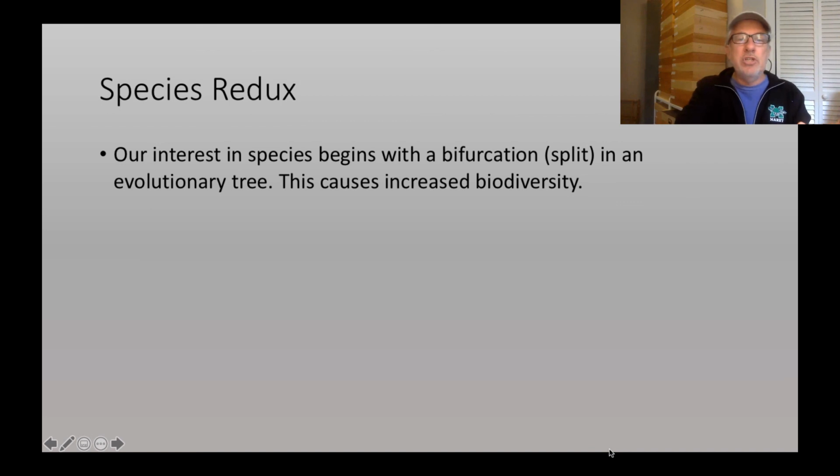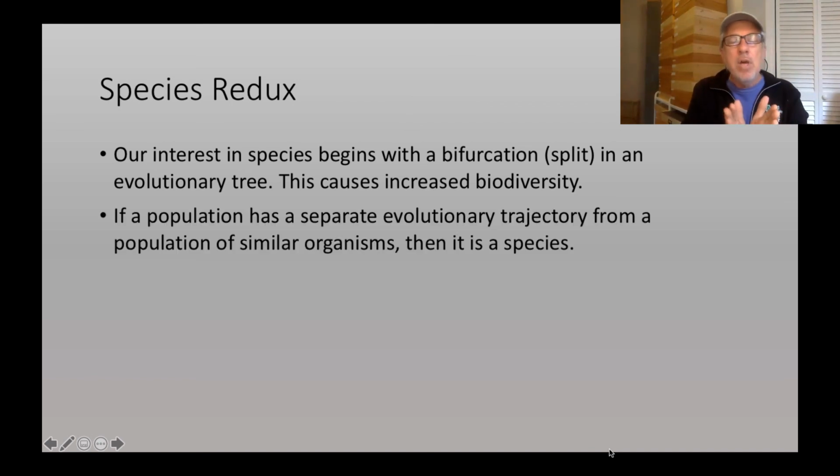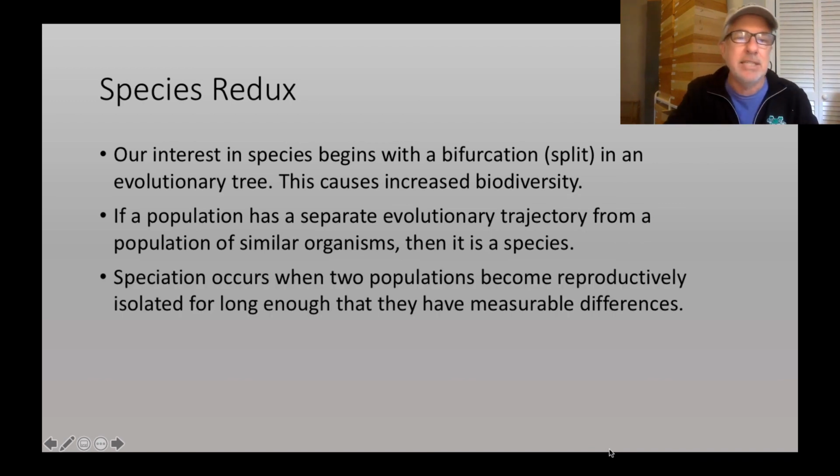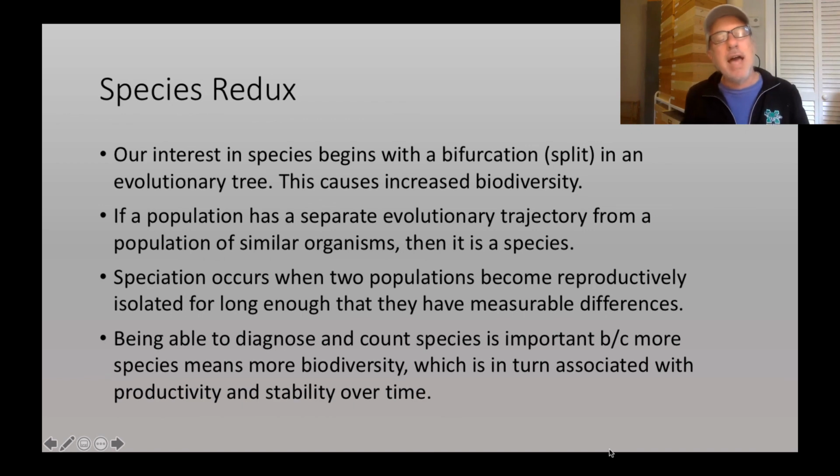Our interest in species began with that bifurcation in the evolutionary tree because this is what increases biodiversity, and we wanted to understand biodiversity. So now we understand that if a population has a separate evolutionary trajectory or path from a population of similar organisms, then it is a species. Speciation occurs when they become reproductively isolated for long enough that they have measurable differences. And being able to diagnose and count species is important because we now know that more species means more biodiversity, and that more biodiversity is in turn associated with more productivity and more stability over time. So that's it for today.